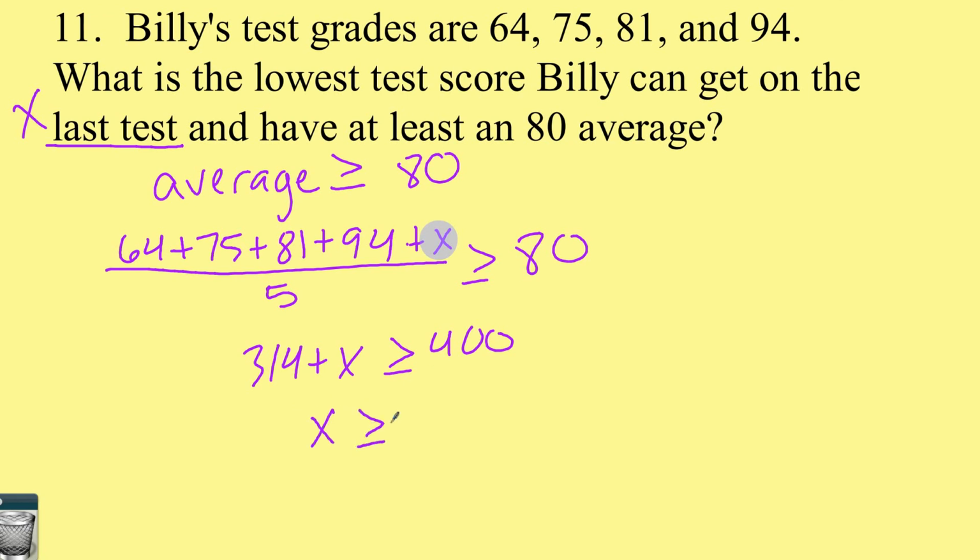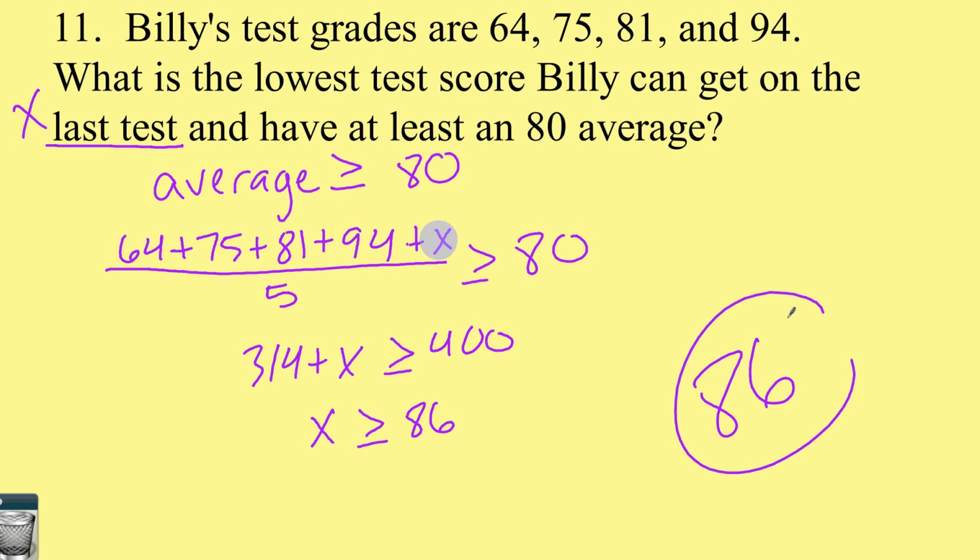We get x is greater than or equal to, we subtract, and we get, what, 86? So that x has to be bigger than or equal to 86. So what's the lowest he can get on that score? An 86. Okay? Hopefully that makes sense.